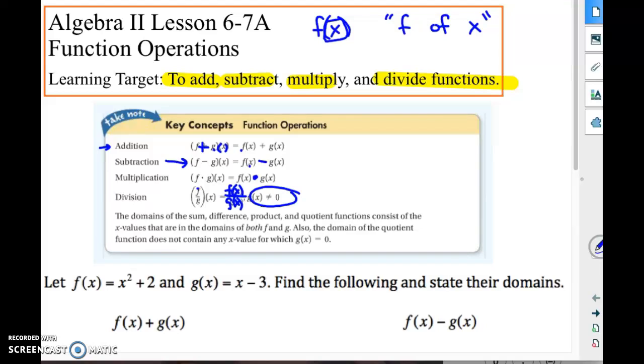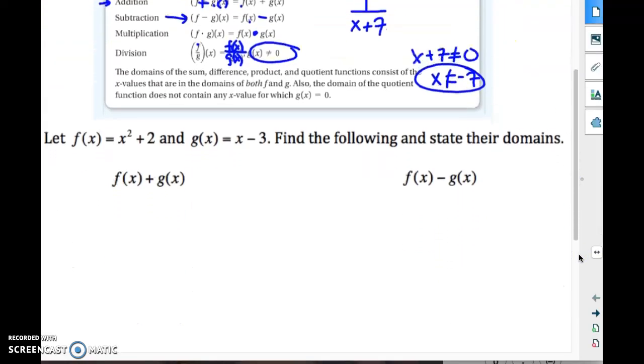One very important condition is that g of x on the bottom can't be 0. So if we had a function like 1 over x plus 7, our limitation on the bottom is that x plus 7 can't be 0. So that means we can't plug in -7. So when we talk about domains today, anytime there's a fraction, we're going to have a limitation. So let's jump in and try one of each kind.